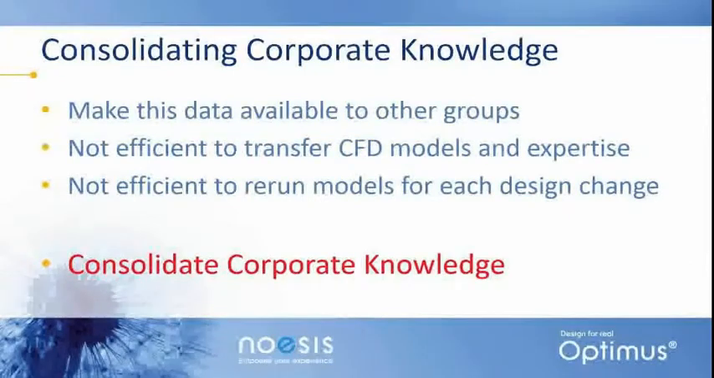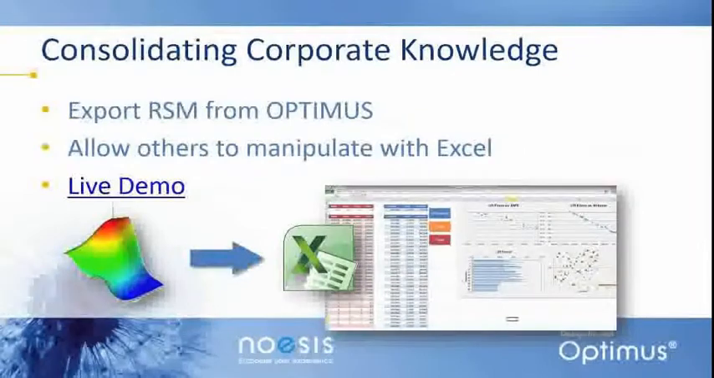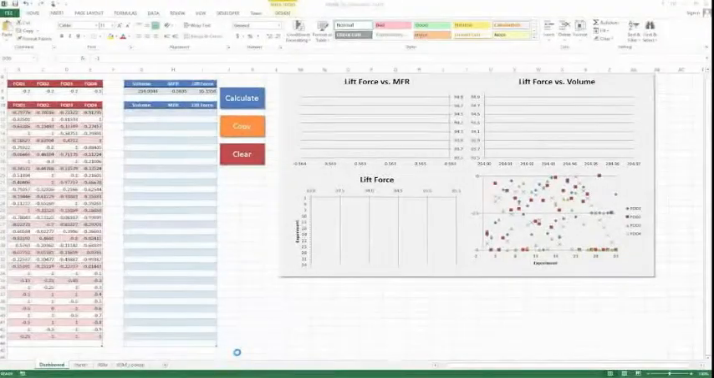Now, the next step in our process is to consolidate corporate knowledge. The concept here is to allow other non-CFD users to access and extend the data that was calculated with the DOE and the optimization. So Optimus allows users to export the response surface from Optimus and load it, in this case, into Excel.